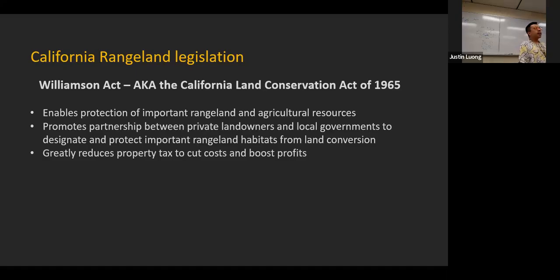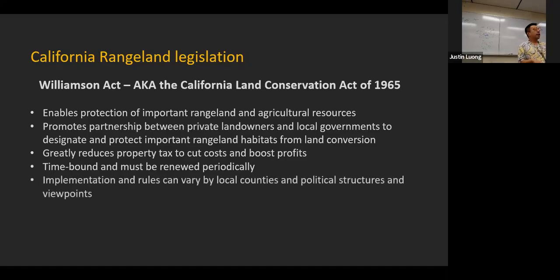It greatly reduces property tax, and that is kind of where the saving costs come in to help boost net profit. Unlike some of the other conservation easements, like the ones you guys learned about from MALT, I think it was mainly from MALT, these are time bound. So these are not indefinite. They don't roll over to the next generation. Well, I mean, they're time bound, so they could roll over to the next owner, but it is a time period, typically 20 years. It must be renewed periodically at the county level.